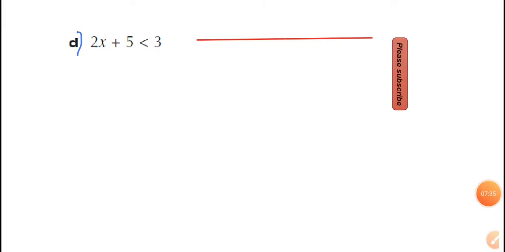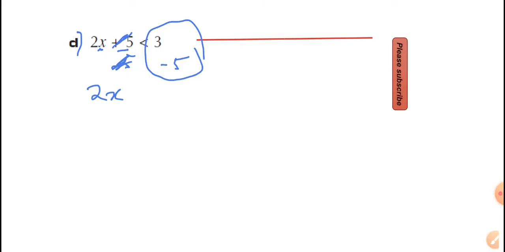So question D now. To solve that, we have to get x on its own. In order to do that, we have to get rid of this plus 5 first. So how do you get rid of a plus 5? You have to take away 5 from both sides. On the left hand side, the plus 5 and the minus 5 cancel out, leaving just 2x. And on the right hand side, I'll have to do 3 take away 5, which is minus 2, or negative 2.